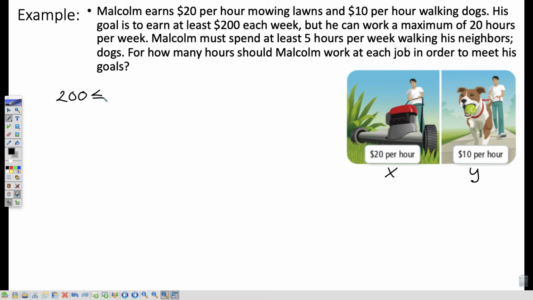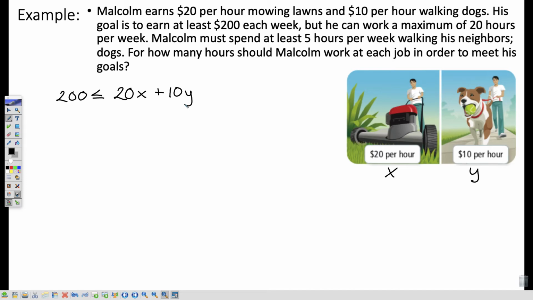How much do I get paid for mowing? 20. So 20x, right? How much do I get paid for walking a dog? 10. Okay, so that's one scenario, right? Yeah. Okay, I took care of it. Now hours.